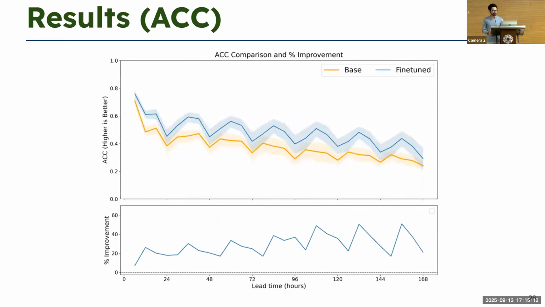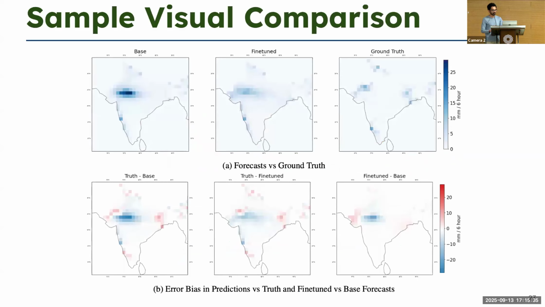And then this is just another metric, the anomaly correlation coefficient. This kind of removes the bias of the climatology and figures out how much the model is actually learning the variabilities and stuff like that. And over here, a higher value is better. So the fine-tuned model has a higher ACC across all lead times, and the percentage improvements are also seen over there. Now, this is just a sample visual map at some particular lead time that we chose in the evaluation period.